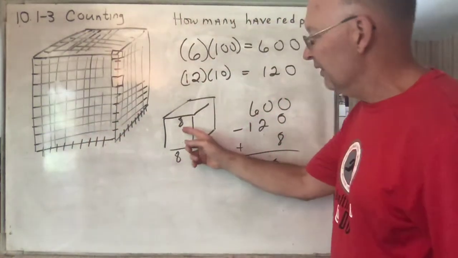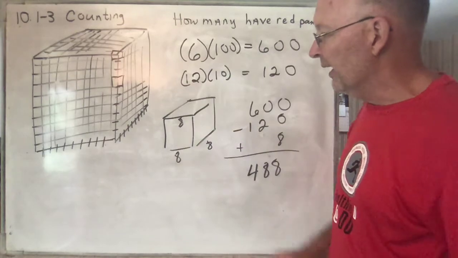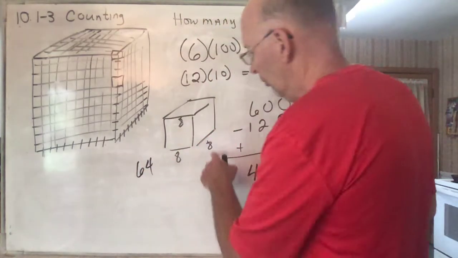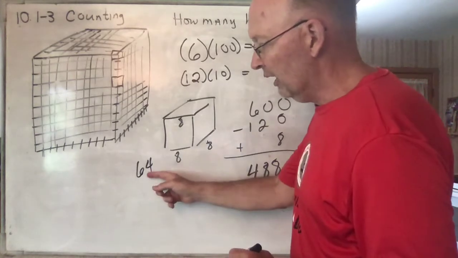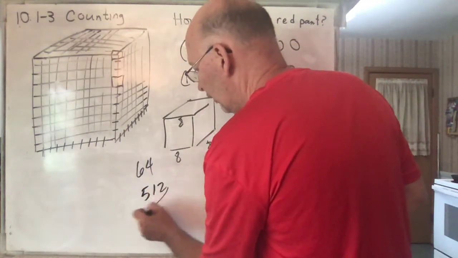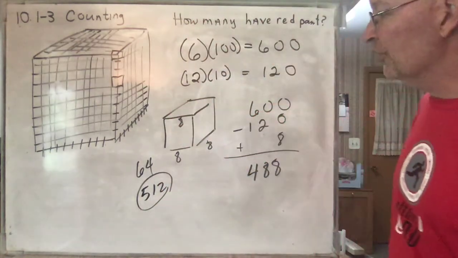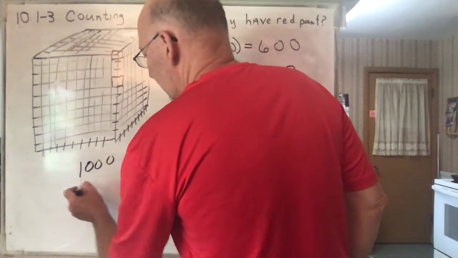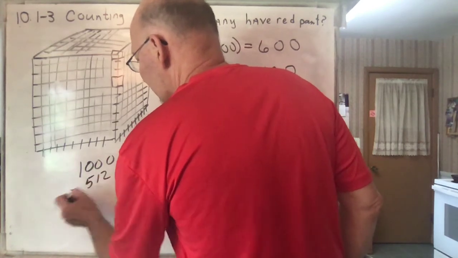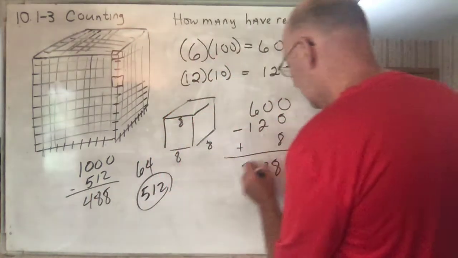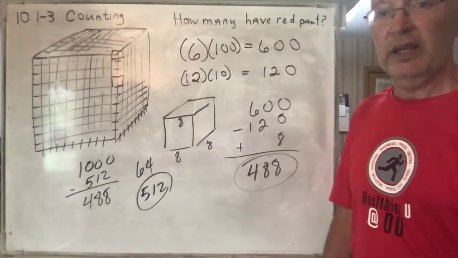So by the time you get, these are all the ones that don't have any paint on them, and that would be 8 times 8 is 64. If you multiply that by another 8, you get 128, 256, 512. So there's 512 of them inside which don't have paint. Since you started with 1,000 and you have 512 of them inside that don't have paint, that means you have 488 of them along the outside that do have paint.